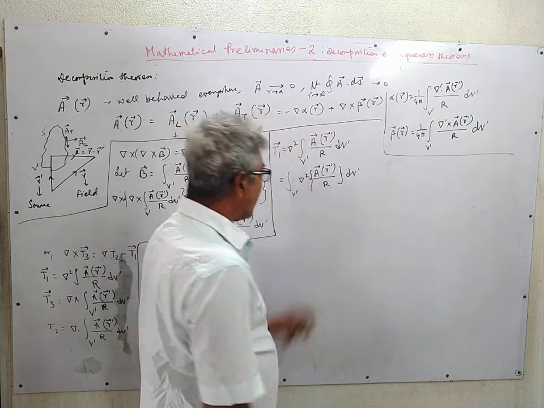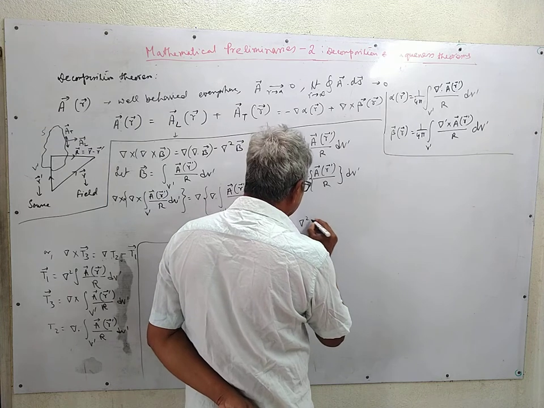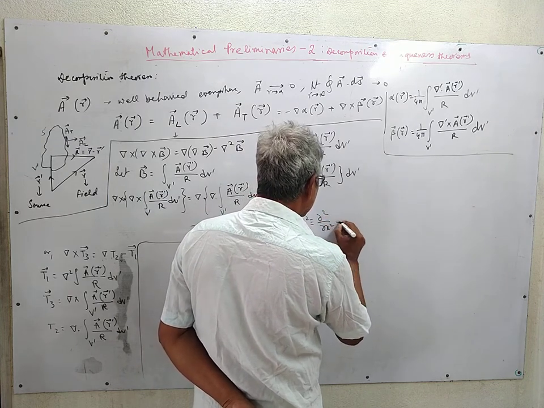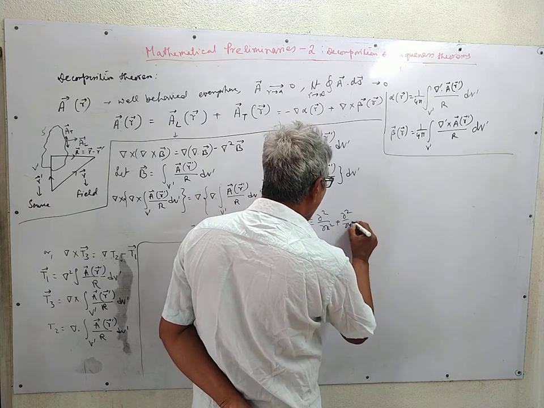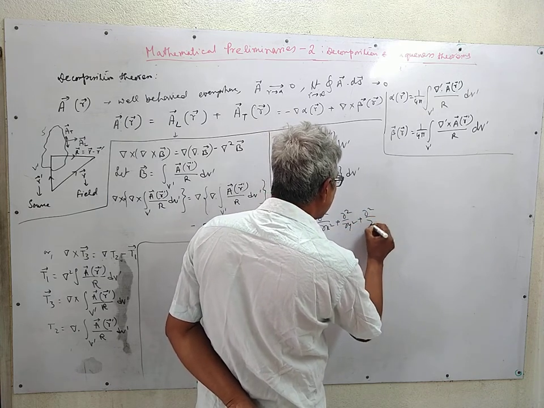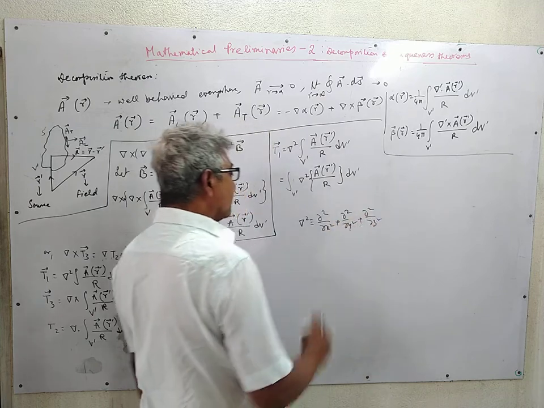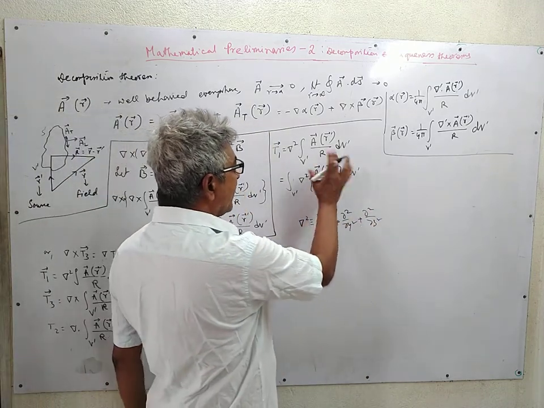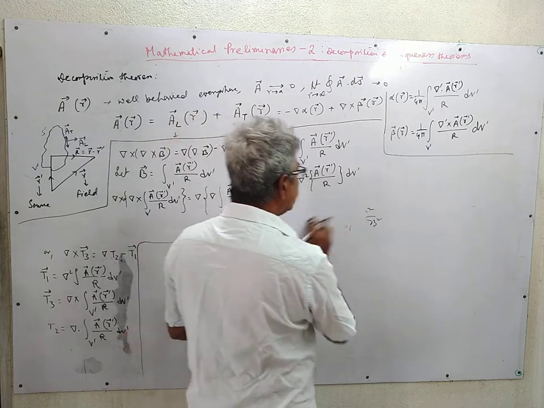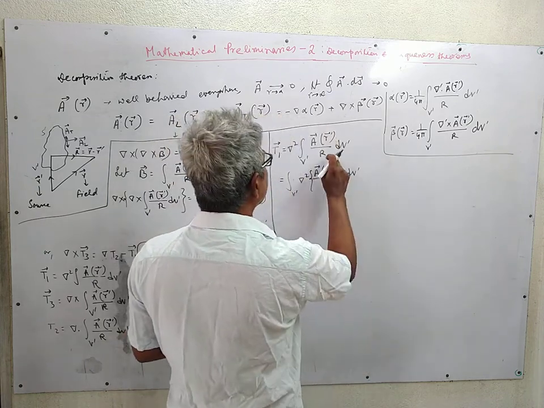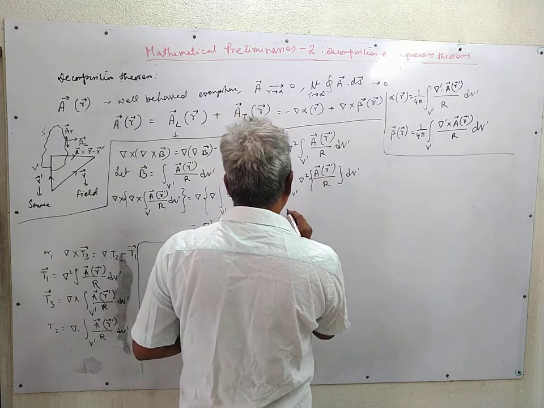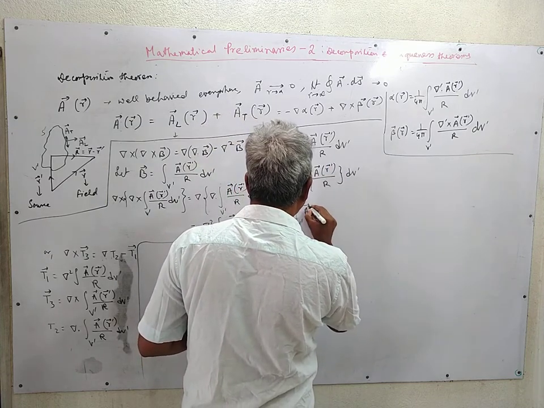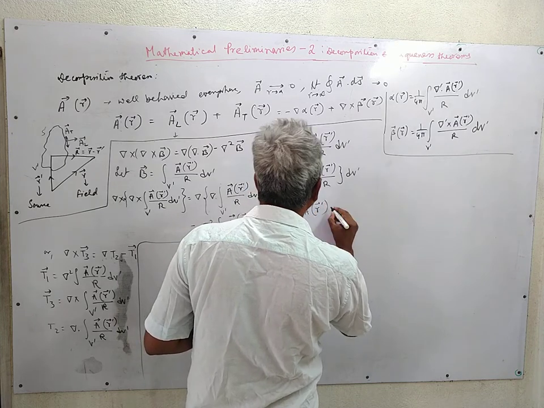You notice that nabla, when written in Cartesian coordinates, represents del 2 del x2, del 2 del y2, del 2 del z2. So these are functions of field coordinates, but A is a function of source coordinates, so nabla does not operate on this, and we get A at r prime.